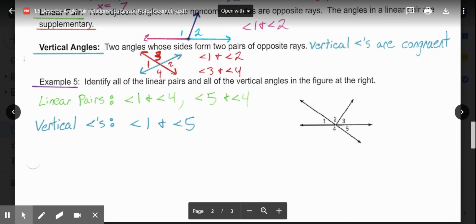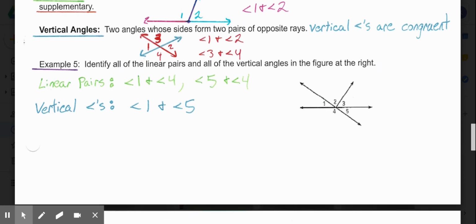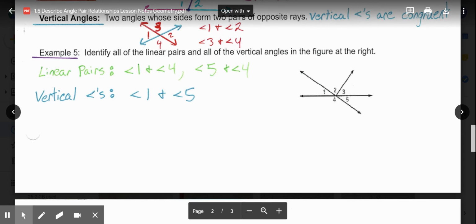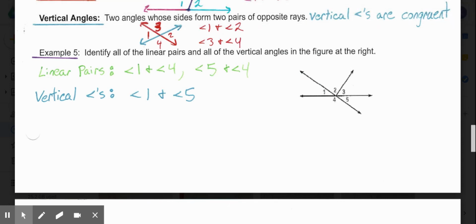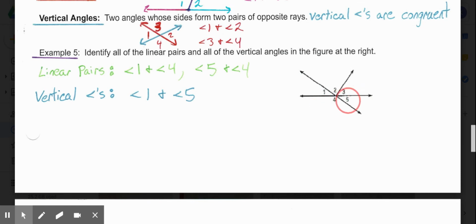Then example 5 asks us to identify all the linear pairs and all the vertical angles in the figure at the right. So we're looking at this figure here. We have two different sets of linear pairs, angle 1 and angle 4. Right here, these two angles together share the common ray, share a vertex, and make a straight line. And then also angle 5 and angle 4 across the bottom here. Together, they make a flat line, and they share this common side.